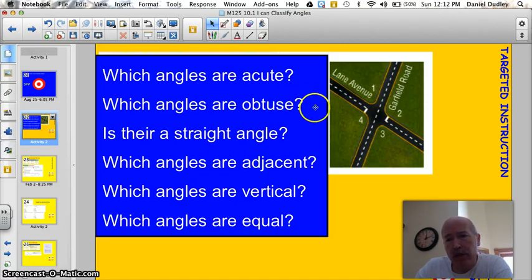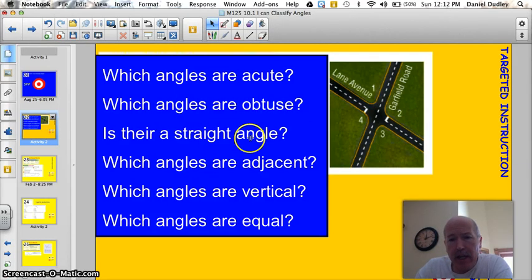Which angles are acute? Well, angle 1 and angle 3 are acute. They're less than 90 degrees. Which angles are obtuse? Well, that's going to be 4 and 2. These angles here are more than 90 degrees.